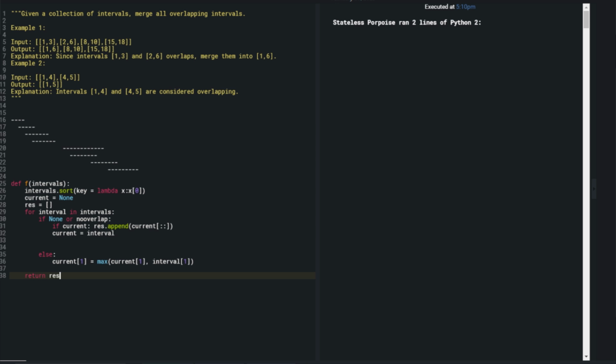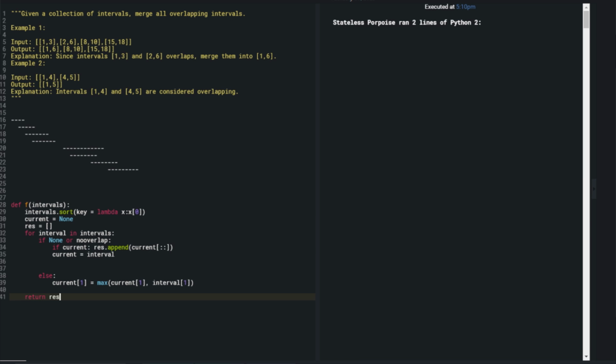Sort by start, current equals none. If I haven't considered any of them, or if there's no overlap, then I go to this, put this in, and this is the new one. Put this on. Yeah. So, I'm sorry, I'm making sure I don't make any logic mistake first.